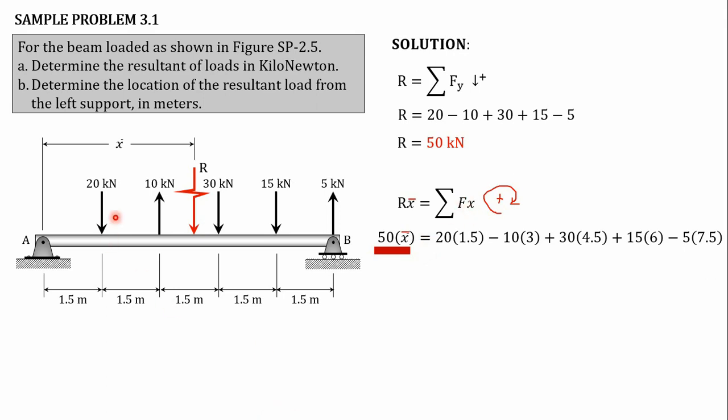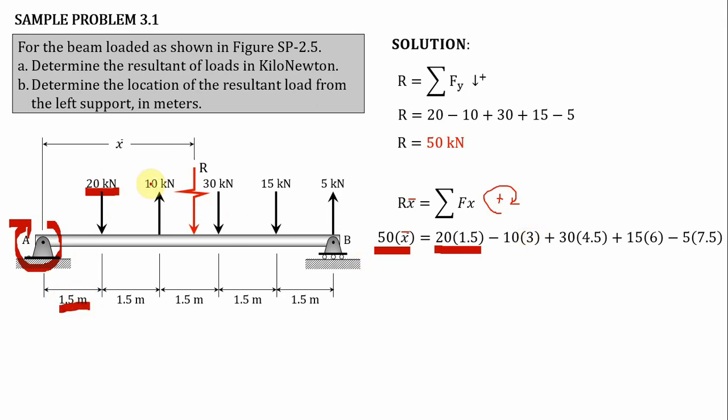Unahin ko to si 20 kilonewton, class. So 20 kilonewton will produce a clockwise moment at point A. So therefore, the moment produced by 20 kilonewton is a positive moment, kasi nag-assume tayo na clockwise is positive. So that's why 20 times 1.5 meter yan, class. 20 kilonewton times 1.5 meter. So ito yung force niya at ito yung moment arm.